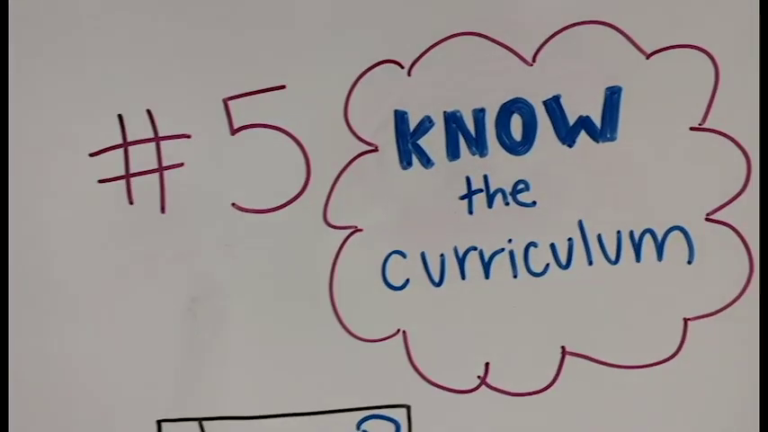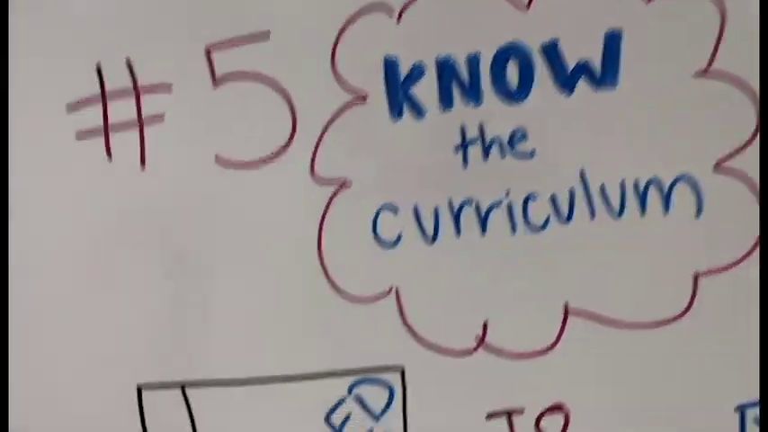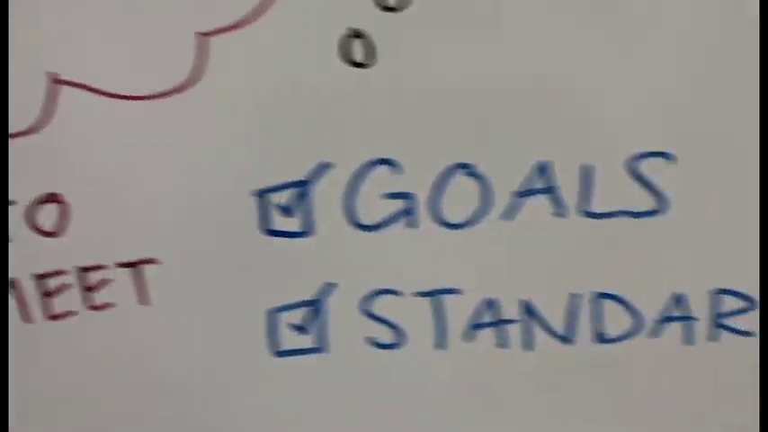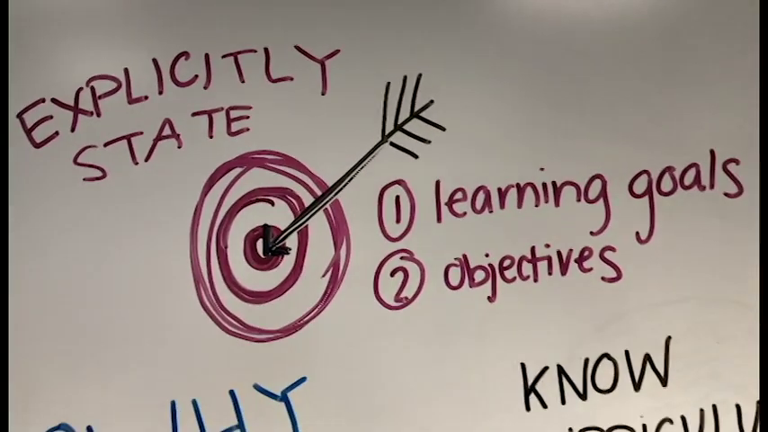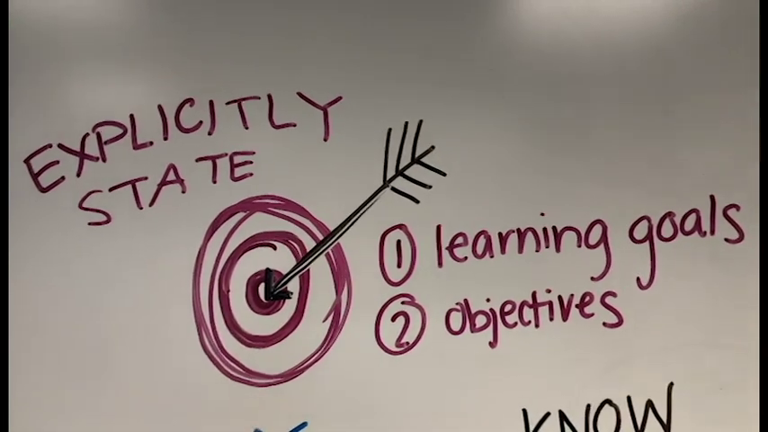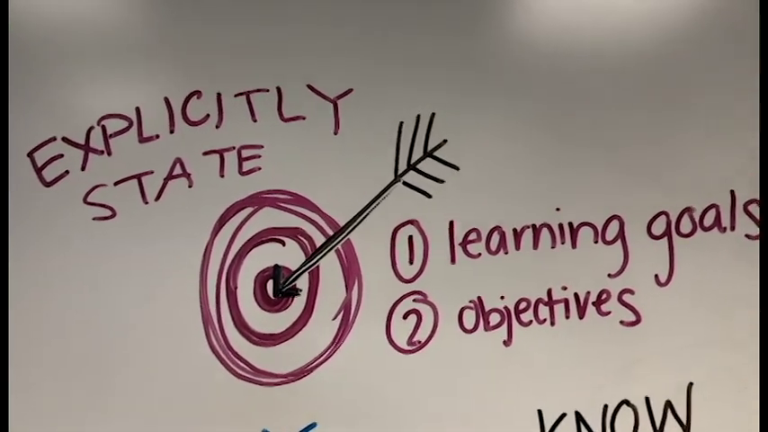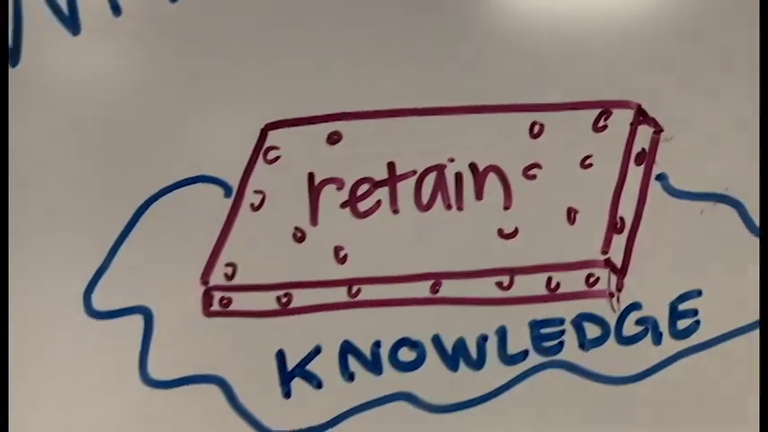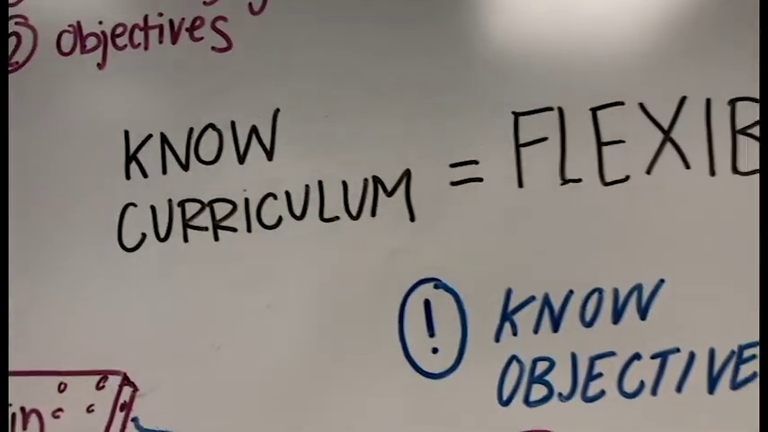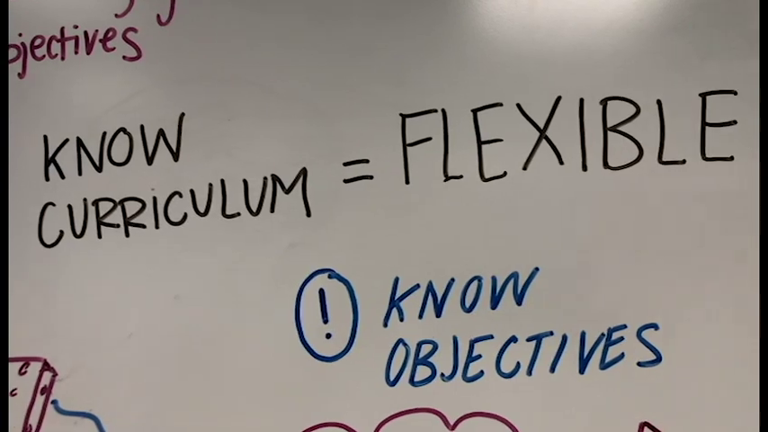The 5th strategy is to ensure that the curriculum is planned so that it intentionally meets the goals of the classroom and standards. We need to keep the Common Core and state standards in mind as we plan activities and lessons. We should explicitly state learning goals and objectives to our students before beginning the lesson and why it's important for them to learn that specific skill. When children know the what and the why of what they're doing, they are more likely to retain and use that knowledge. The curriculum knowledge also allows us to be flexible in our lessons.